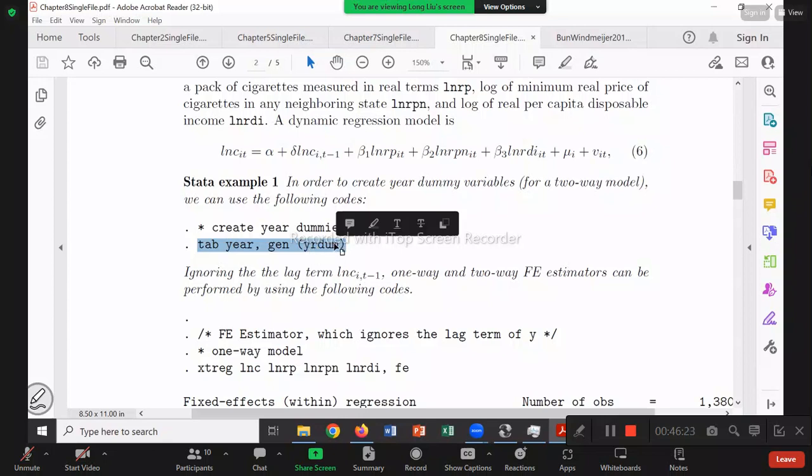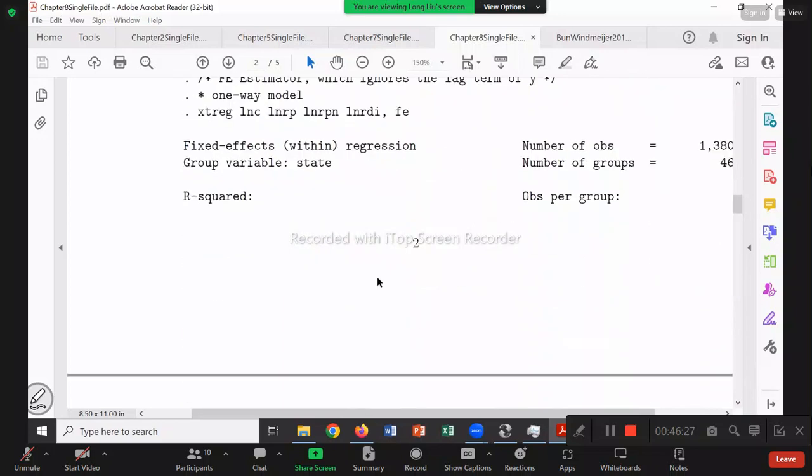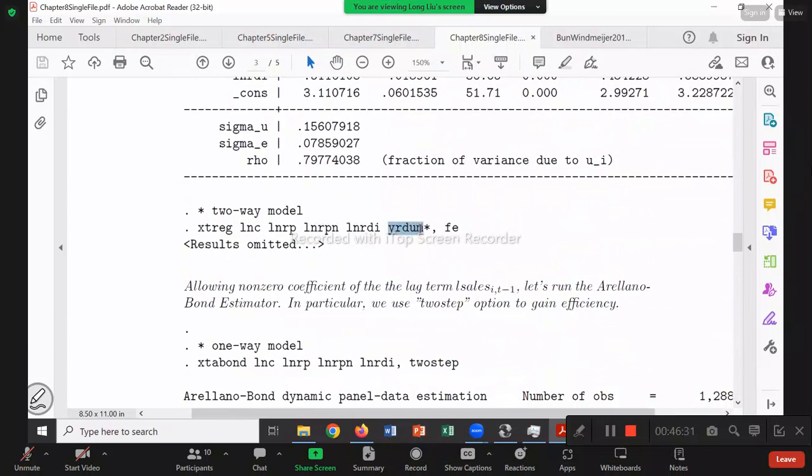Since my year dummies are YRDUM1, YRDUM2, 3, and so on, later on, if you want to do a two-way model, I put YRDUM star. Star stands for whatever, no matter if it is year dummy one, dummy two, or dummy three. If I specify year dummy star, I include all year dummies in my regression. So that's a handy command in Stata to create year dummies and include them in your regression. Two ways: either directly use i.year, or manually create year dummies and include them in the regression, in which case I suggest you use my command tab year to create a bunch of year dummies. It's much easier. Whichever you like better.